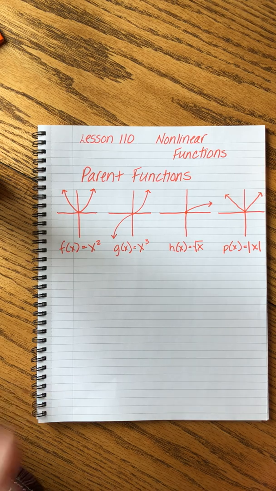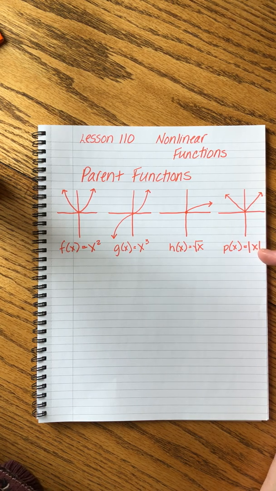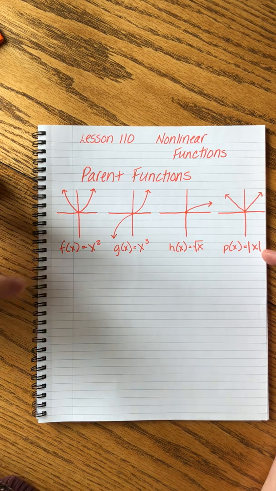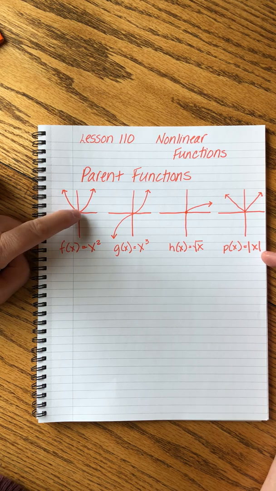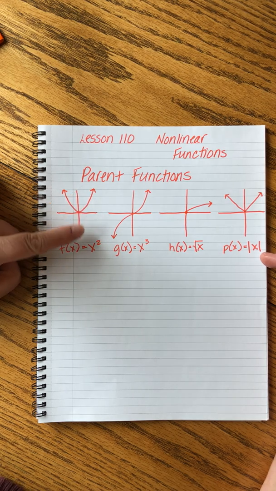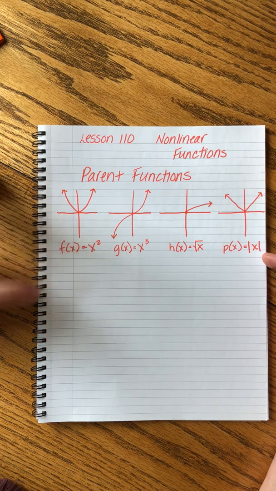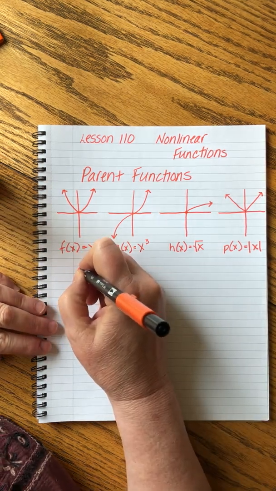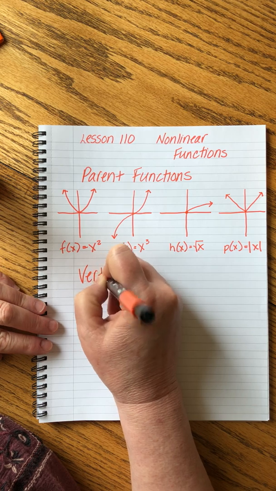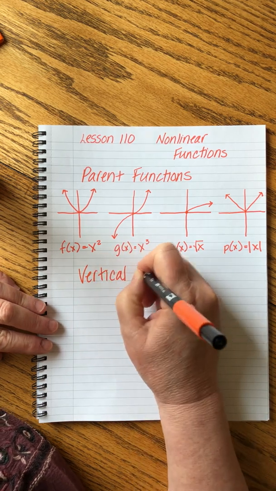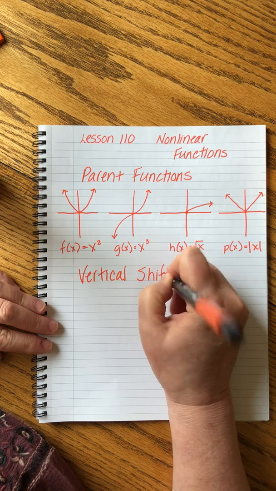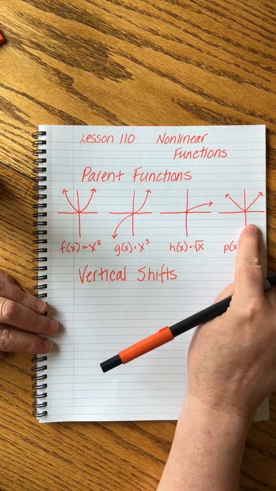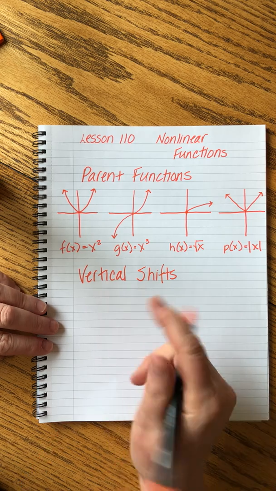All right, so we call these the parent functions. They are the baseline. They show us the basic shape and the basic equation. What we're going to practice doing is shifting them in different directions. The first thing we're going to do is look at what we do to shift them up and down. So up and down on the y-axis. So these are called vertical shifts. Okay, so we're starting with our basic parent functions, and we're going to shift them vertically.